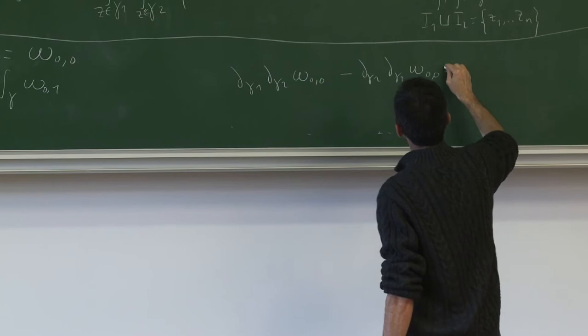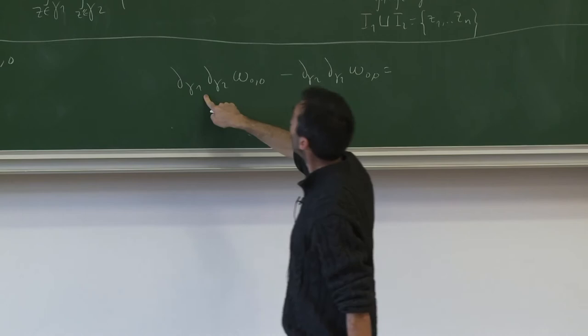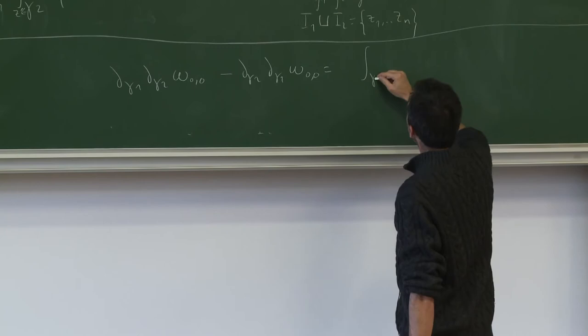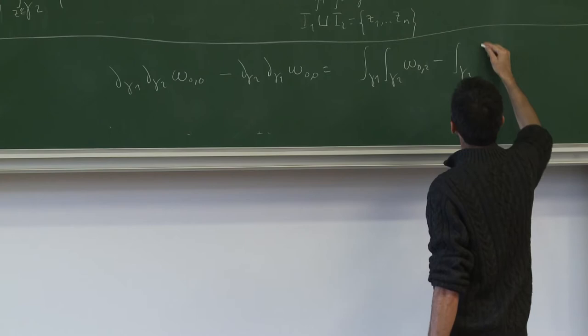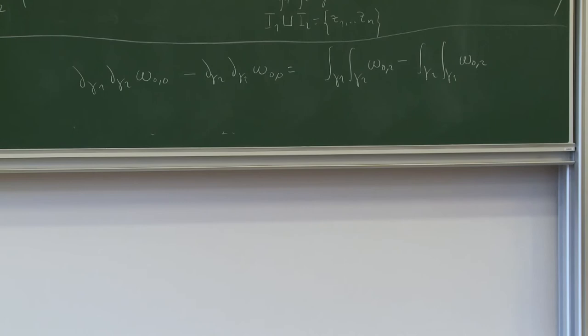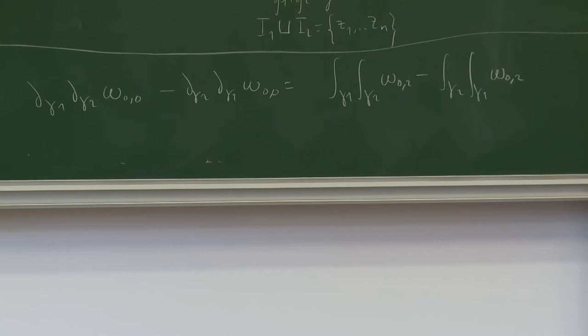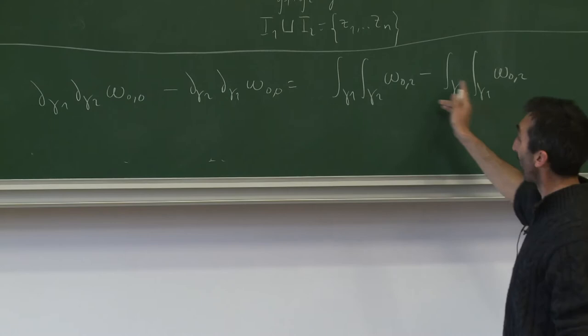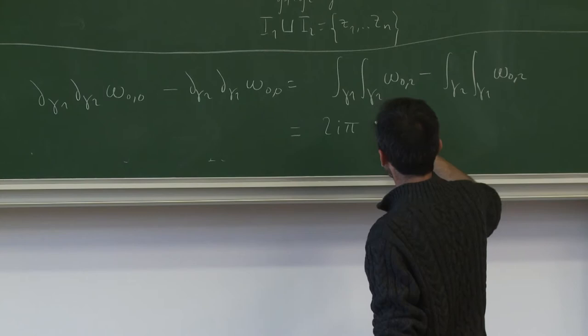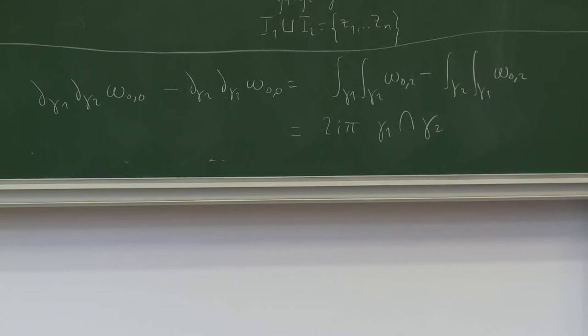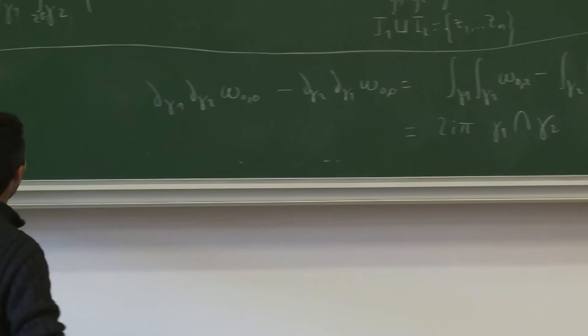Well, by definition, this would be the integral over gamma 2 of omega 0,1. You act again with d gamma 1, so it will be an integral over gamma 1, integral over gamma 2 of omega 0,2 minus the integral over gamma 2, integral over gamma 1 of omega 0,2. For almost all the omega g,n, there is no pole at coinciding points, so the two integrals do commute, except for omega 0,2, which has a pole on the diagonal. So the order of integration does matter, and this is what I define as the intersection. Which means that an omega 0,0 satisfying this cannot exist in general.